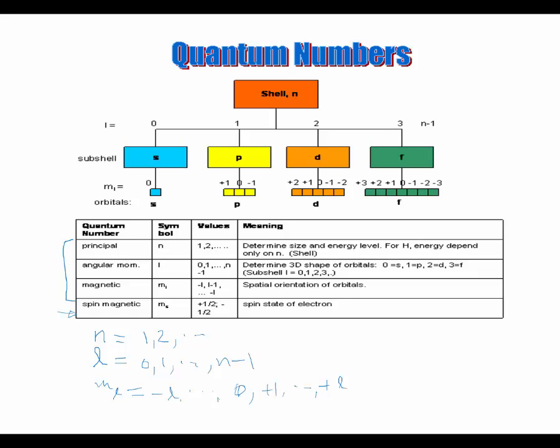So what do these different quantum numbers tell us? Again, n tells us the size and the energy level. The angular momentum quantum number tells us the three-dimensional shape of the orbital. So this region of space where it's likely to find an electron, what kind of shape does it have?